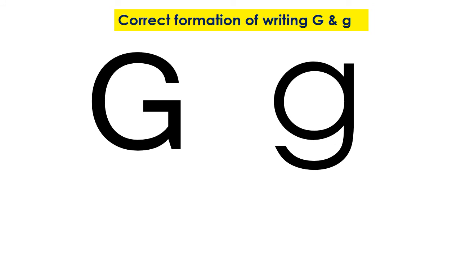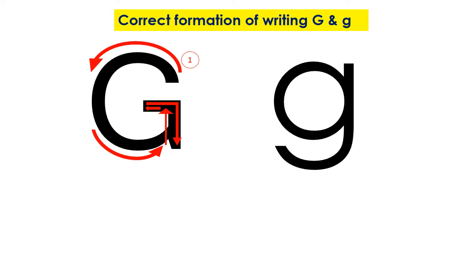Let's see what is the correct formation of writing capital G and simple G. First, we'll move on to capital G. Children, please listen to me well and see the red arrows. Start below the top and draw a curve touching the bottom till the middle. And draw a sleeping line, then draw a standing line till the bottom.